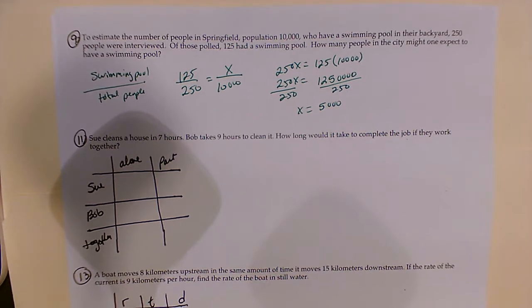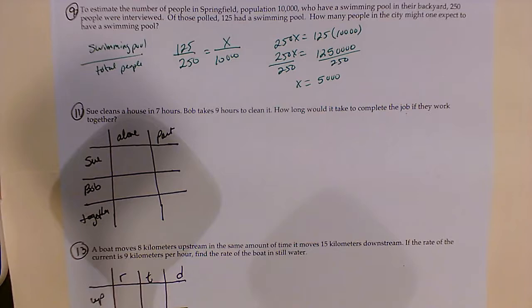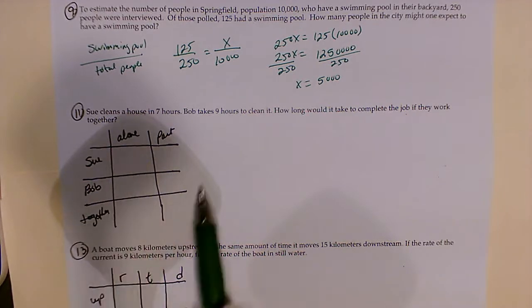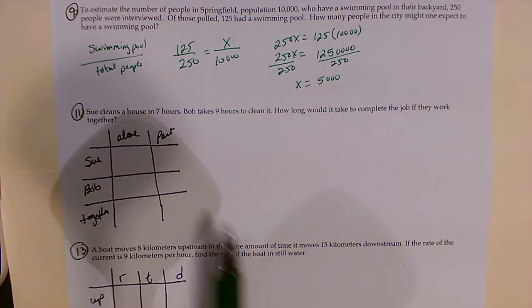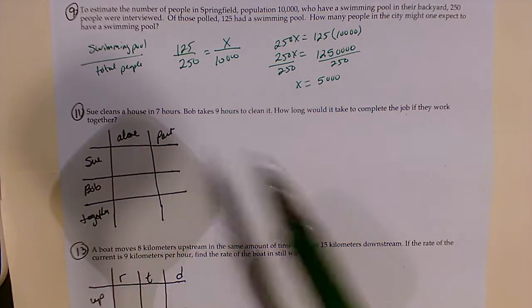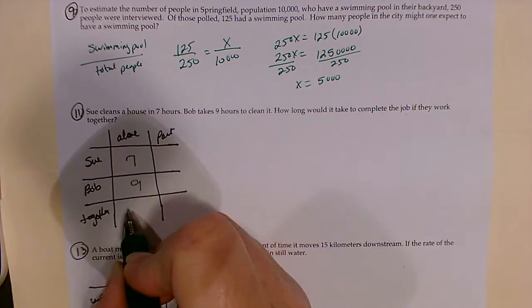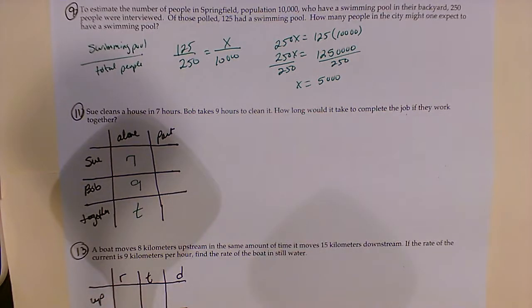Now we have somewhere we are working together. Sue cleans the house in 7 hours. Bob takes 9 hours to clean it. How long would it take to complete the job if they work together? I find that if you set up this chart, it makes it the easiest. Sue can do the job alone in 7 hours. Bob can do it in 9 hours. We want to find out how long it'll take them to do together.